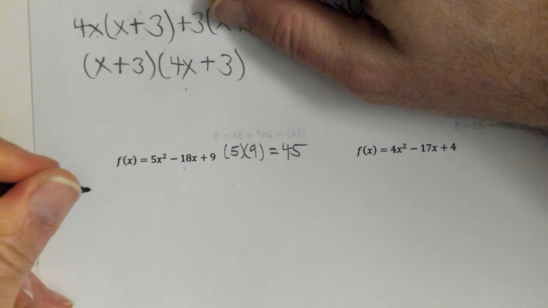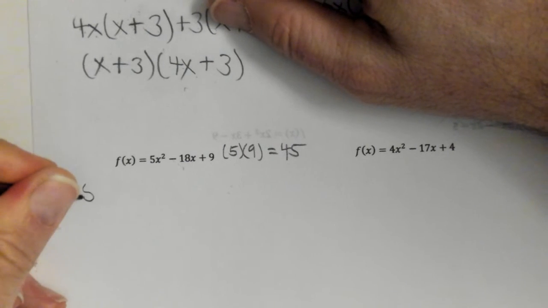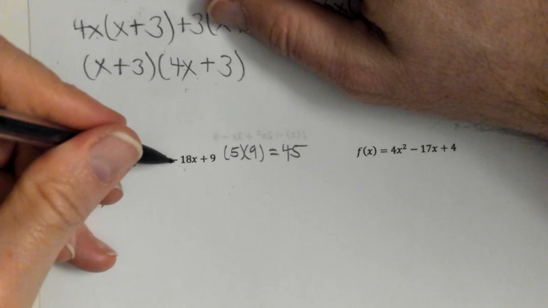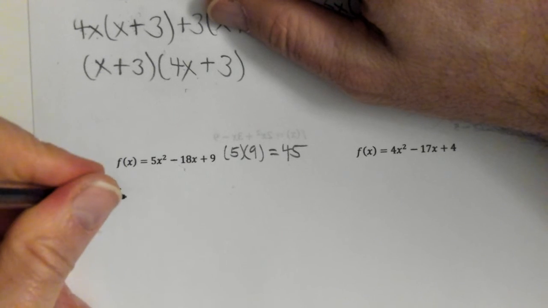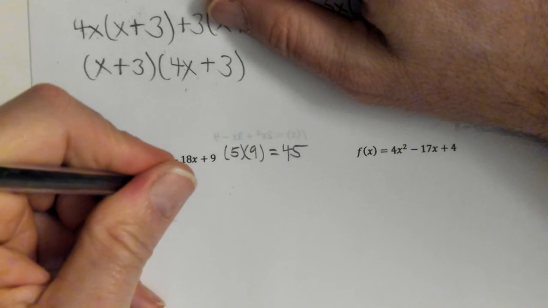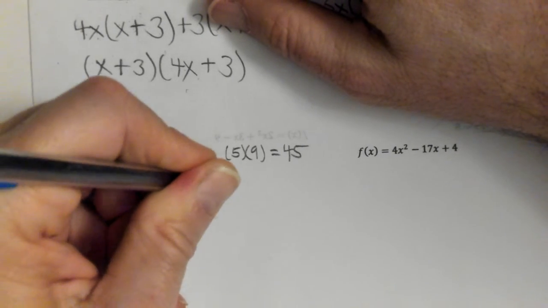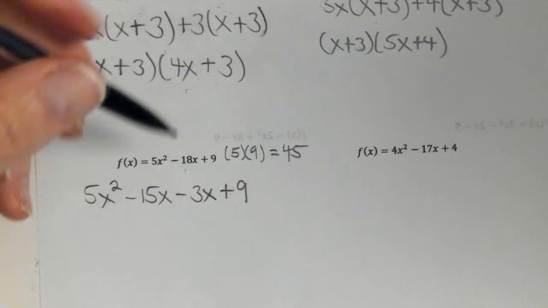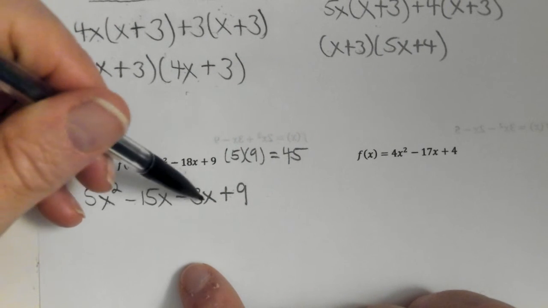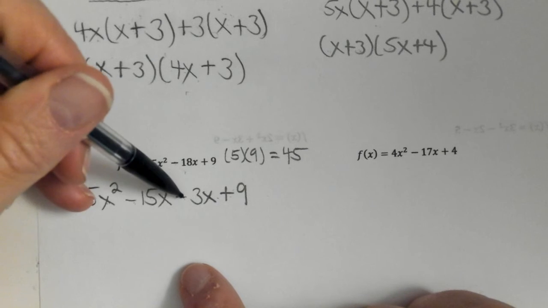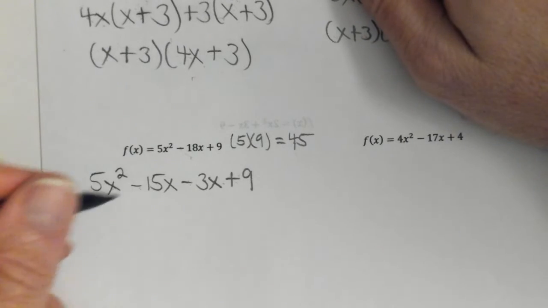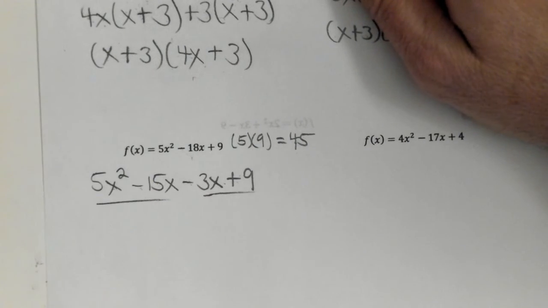That's what I want, so I'll write my expression with the middle term rewritten. So it's 5x squared. Remember, I'm breaking negative 18x down into negative 15x minus 3x, and then I have a plus 9 behind it. Remember, negative 15 times negative 3 equals positive 45. So we're in good shape there. Now I'm ready to group these two together.